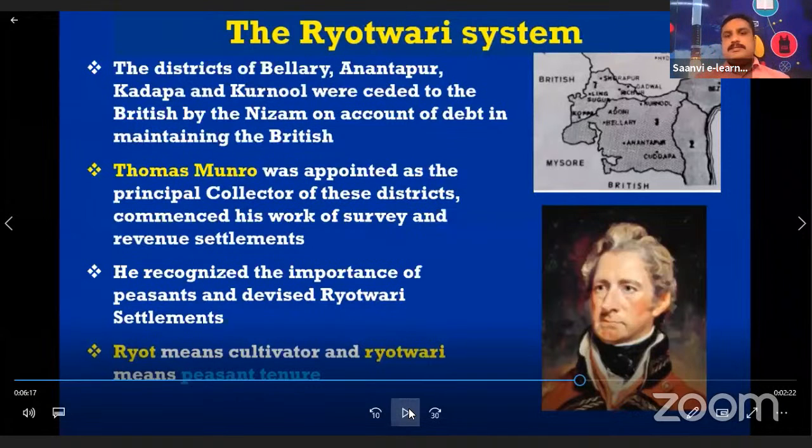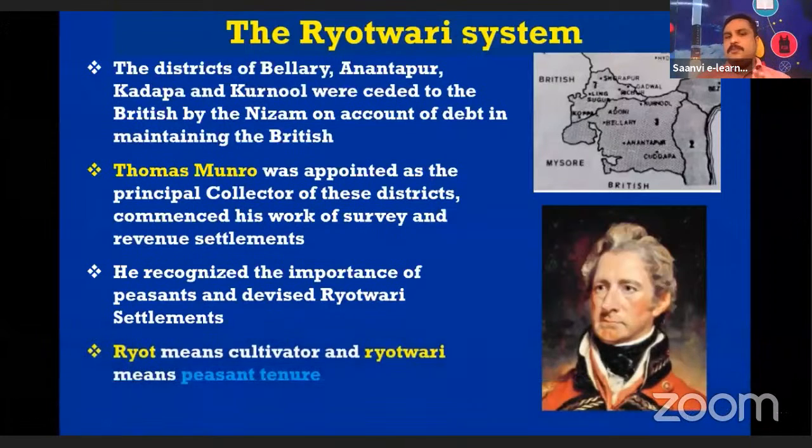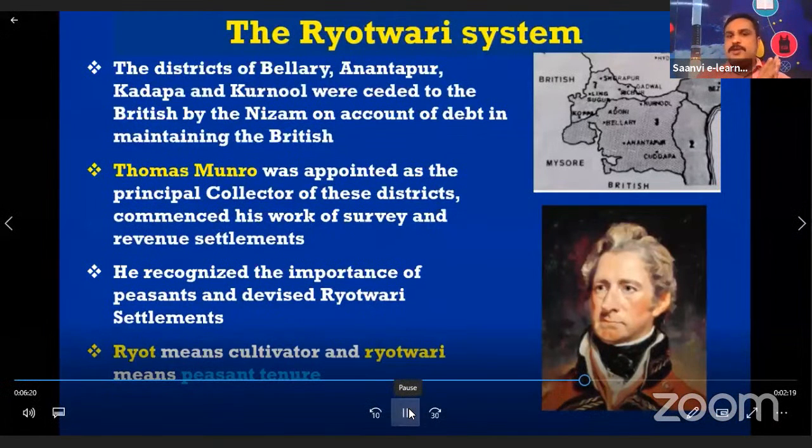Under this Ryotwari system, some officials were appointed in these particular areas, and they inquired and surveyed. After the survey, they fixed the revenue from the peasants or poor farmers. Here, Thomas Munro's name, please note it down, and also how many districts were under the British authority, that is also very important: Bellary, Anantapur, Kadapa and Kurnool. And finally, what is Ryotwari and what is the Ryotwari system? Very important, please note that down in your running note. Okay.